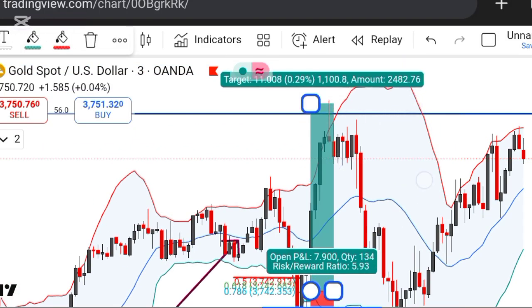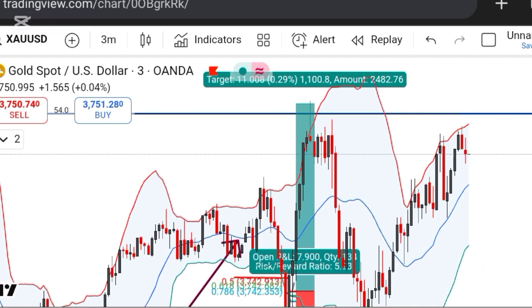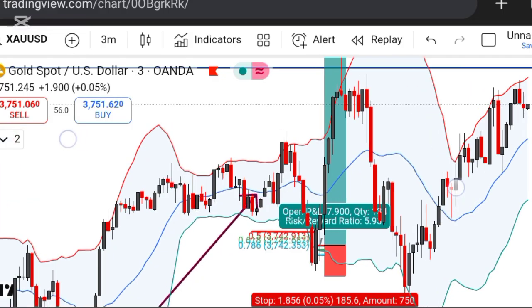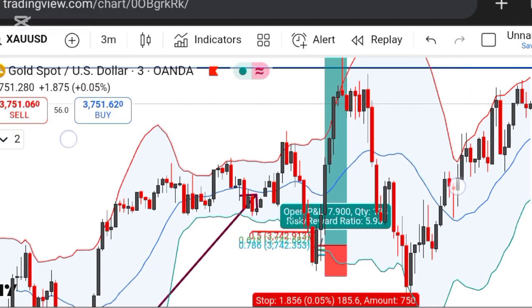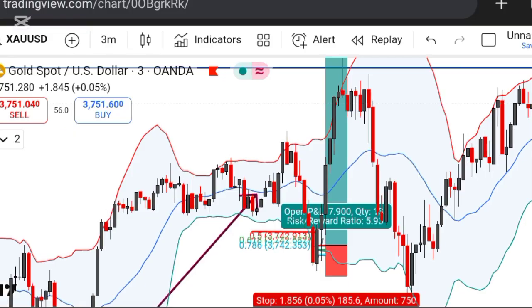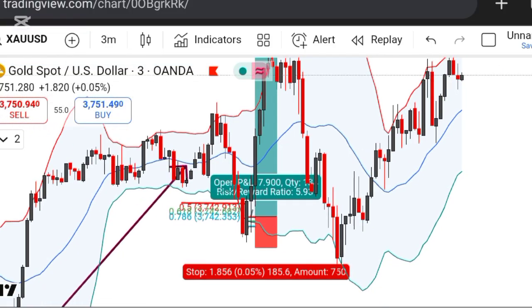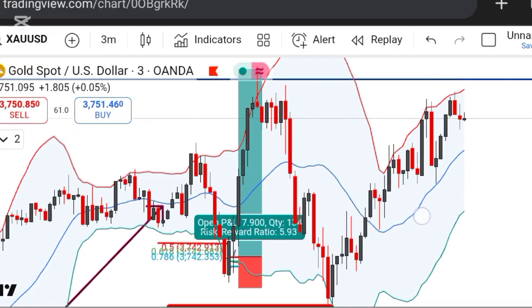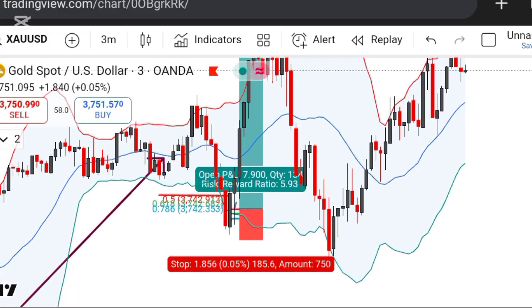So we could not hit our 1:7 right there, but that was almost 1:6. That is 1:5.93. So almost 1:6. That was a winning trade, and we are waiting for the market to break structure to the downside before we start buying again.